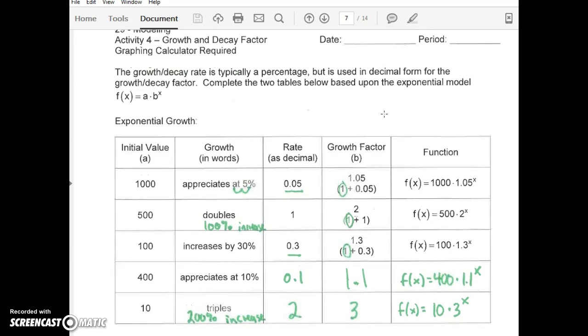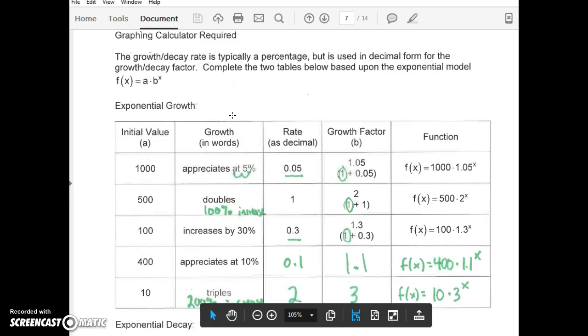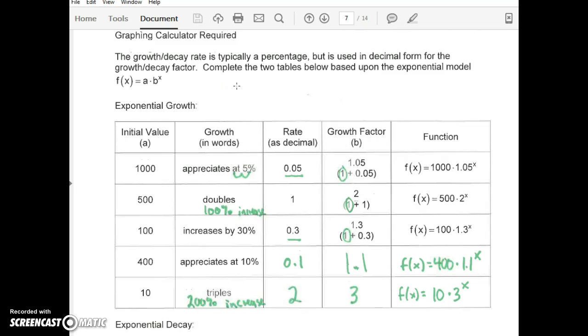In activity 4, now we're taking the idea of growth versus decay and percent and turning it into an actual function. So we can take all that information. So in the first column here for the growth, we're given the initial value. It's everything that we started with. In the second column, we're given what the growth would look like in terms of words. Appreciate at 5%, double, increases by 30%, and so on.